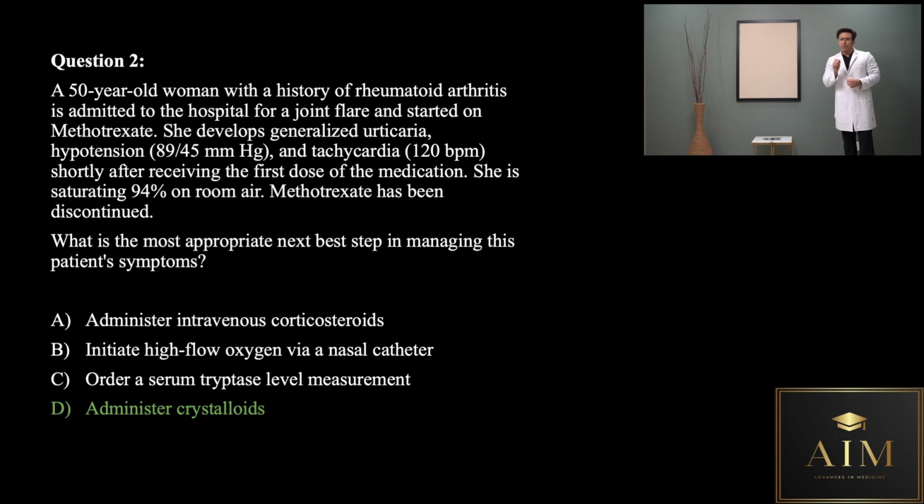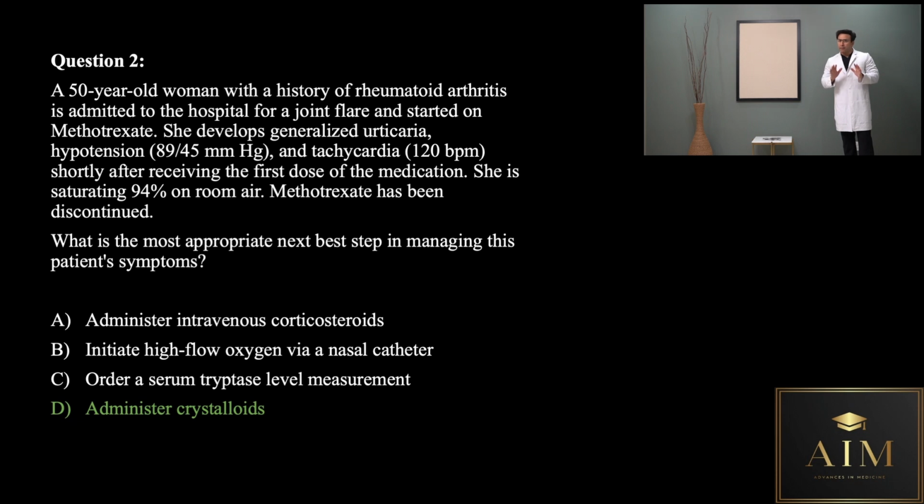In this scenario, the most appropriate next best step in managing the patient's symptoms is administer crystalloids. The patient is experiencing a hypersensitivity reaction shortly after receiving methotrexate, which has resulted in generalized urticaria, hypotension and tachycardia. These clinical signs suggest the patient is in shock due to severe allergic reaction. Administering crystalloid fluids such as normal saline is crucial in shock cases to increase intravascular volume, improve blood pressure and enhance tissue perfusion. This helps to stabilize the patient's condition and prevent further deterioration.